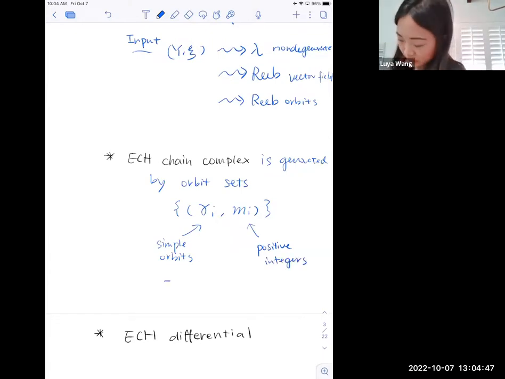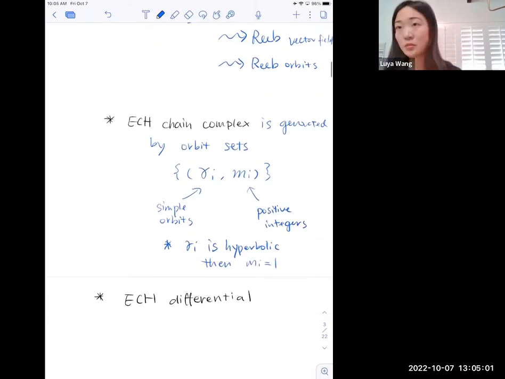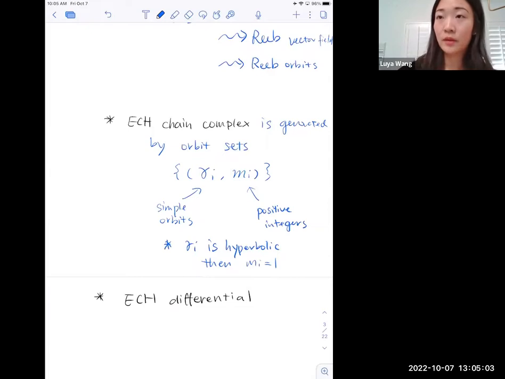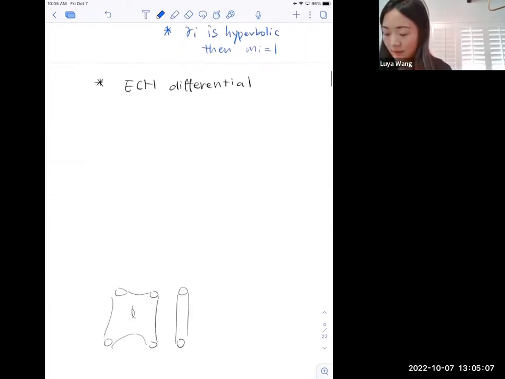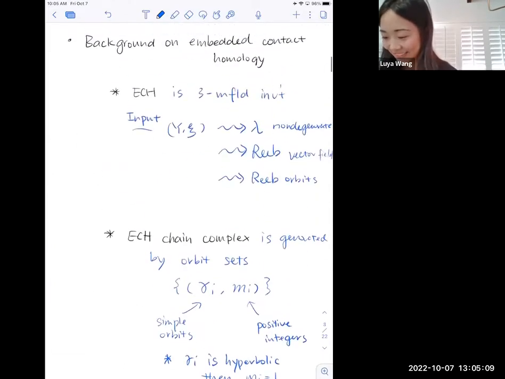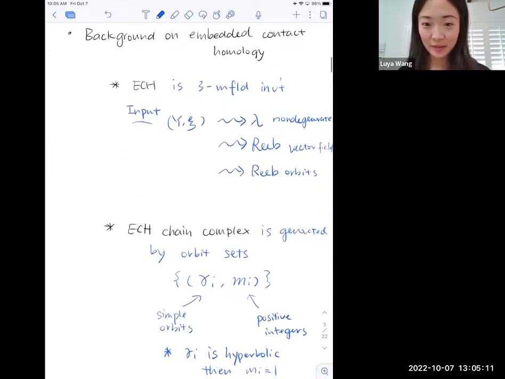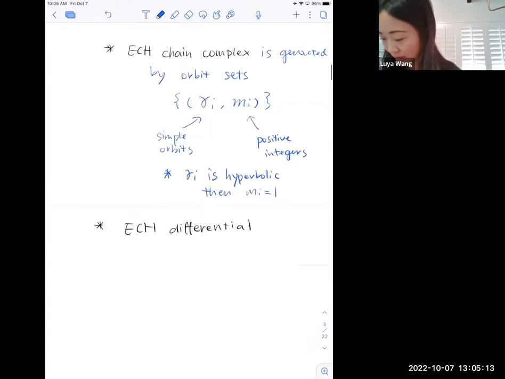And there's a technical assumption that if gamma_i is hyperbolic, meaning that the linearized return map has real eigenvalues, then we require m_i to be equal to 1. So we can't multiply cover a hyperbolic orbit. Any questions on here so far? Please interrupt me if you have questions.